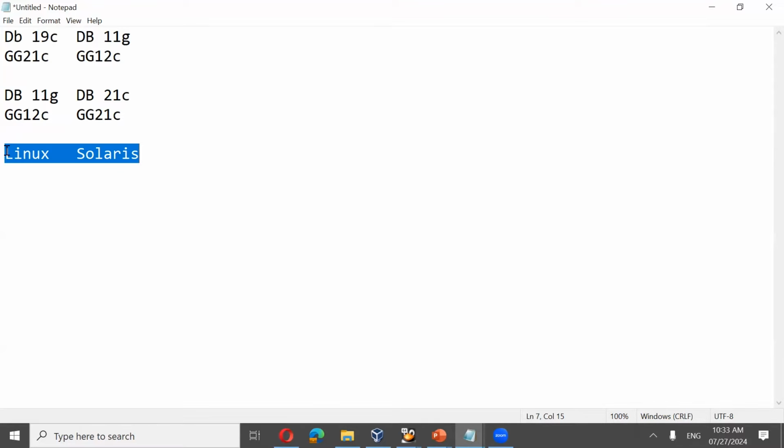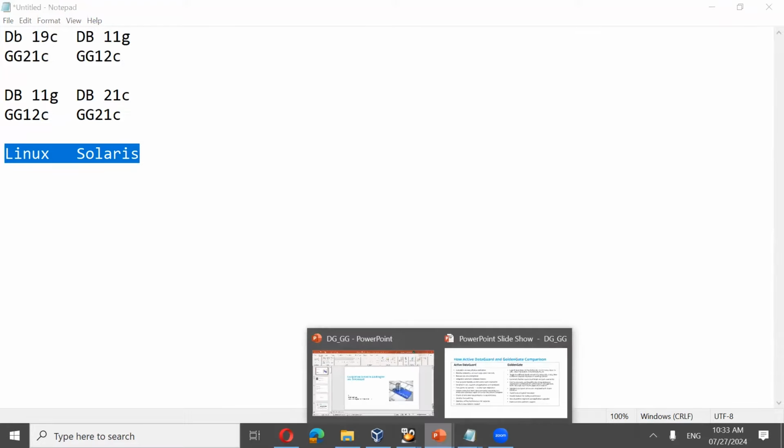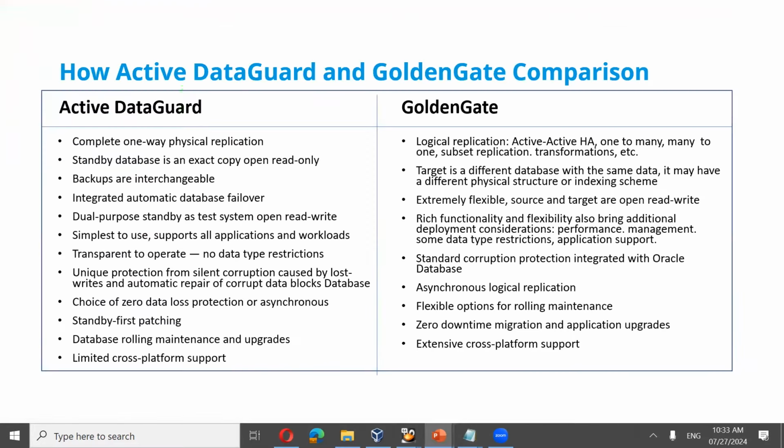So you can have different platforms between source and target, which is not the case with Data Guard. Okay. In Active Data Guard, the standby database is an exact copy and it is opened read only. In GoldenGate, the target is a different database with the same data. It may have a different physical structure or indexing scheme as well.